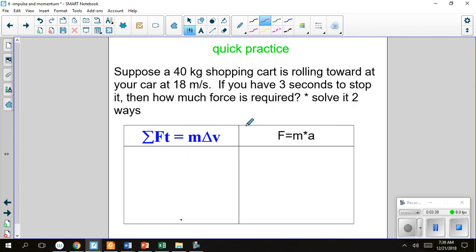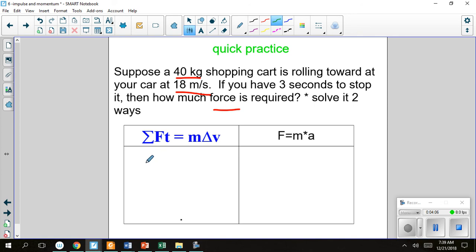Okay, so on this next page here, I ask you to do it both ways. So suppose you have a 40-kilogram shopping cart. It's rolling towards your car at 18 meters per second. Perhaps you're in Kroger's parking lot in the village, which has a parking lot the size of one parking space. Anyways, you have to stop it in 3 seconds, then figure out the force required to do it.